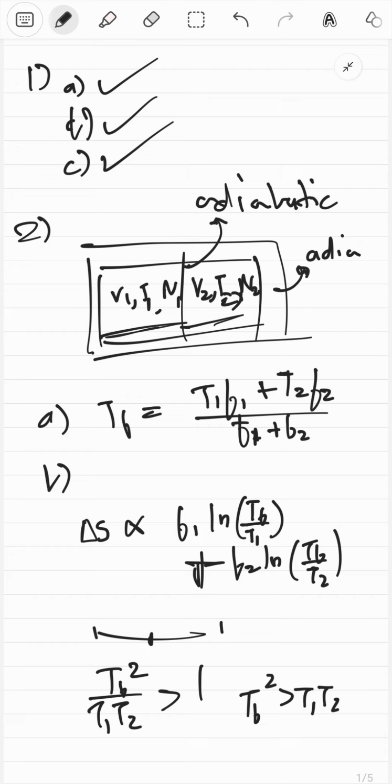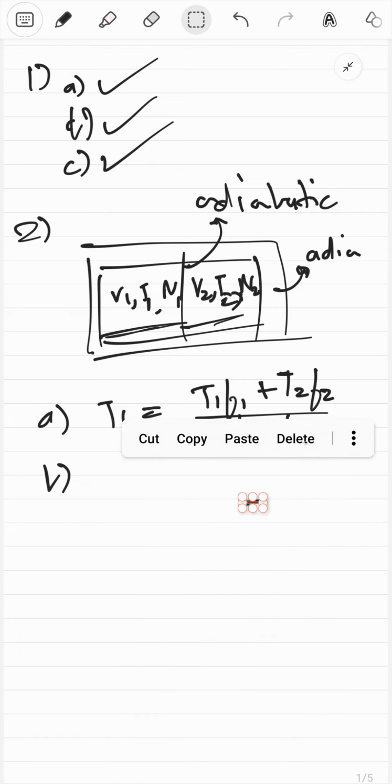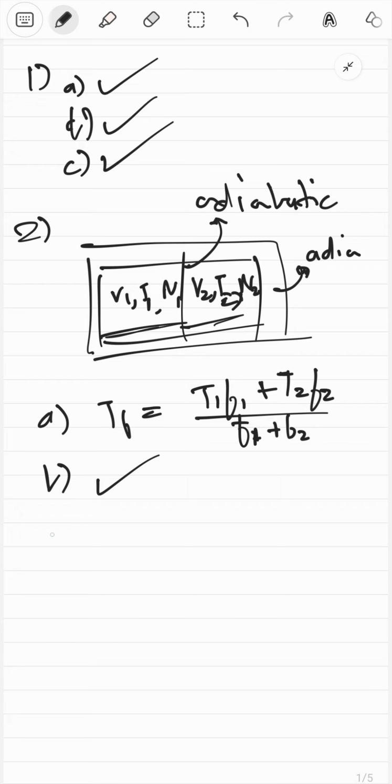And that is exactly the situation that delta S is bigger than 0. So we have shown that it is in fact happening. So the B part is done. As for the C part, there is no C part. Fine. This is question number 3.